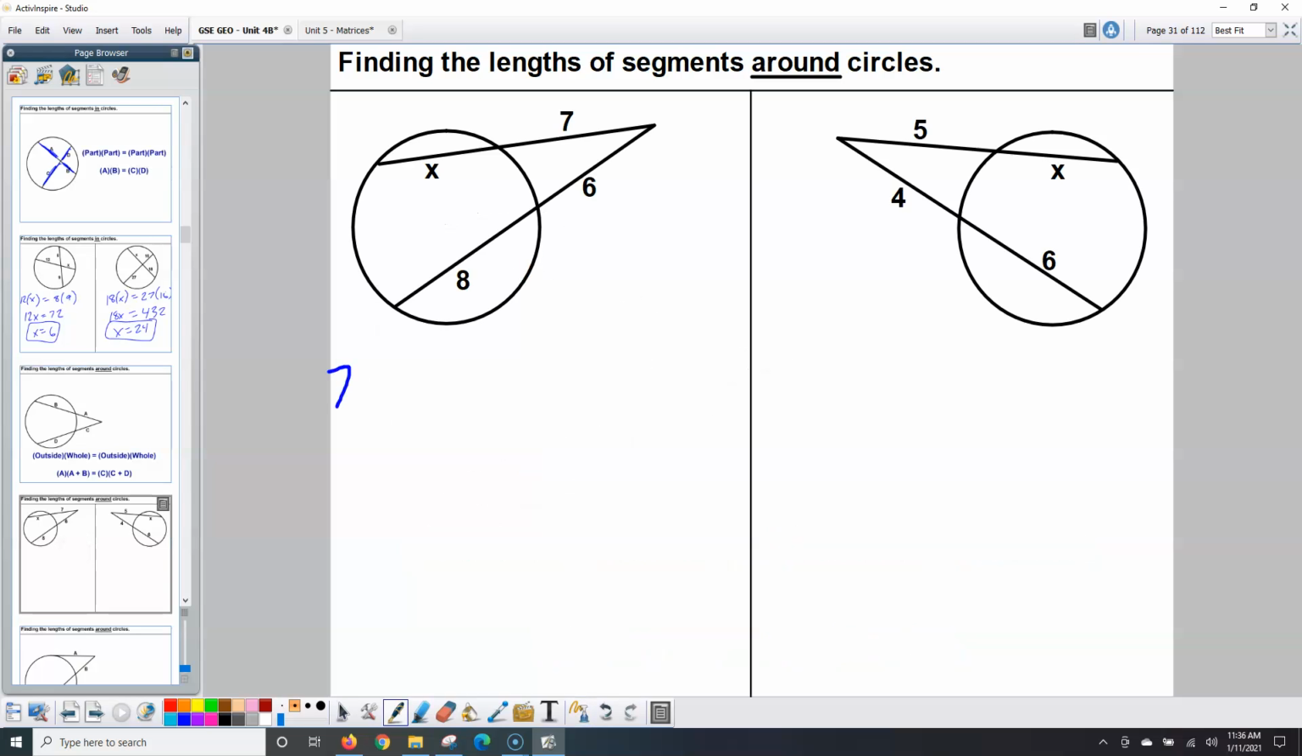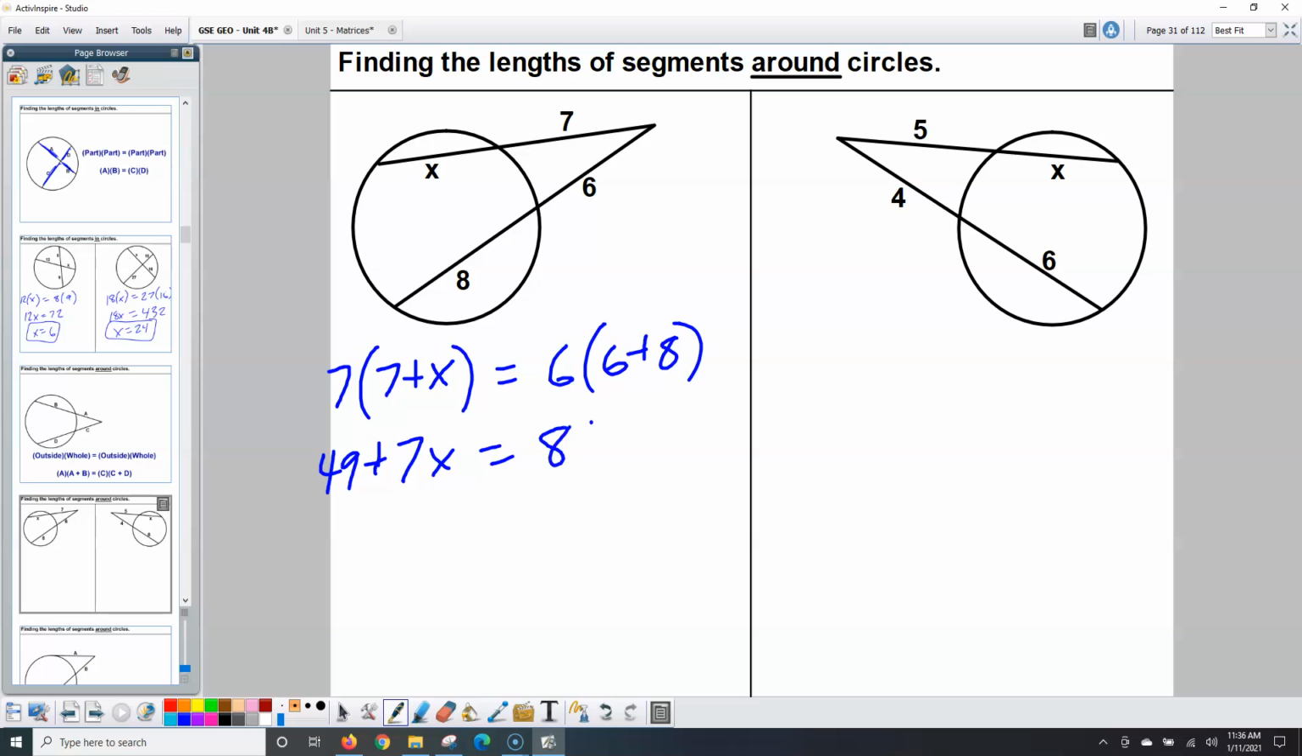I got the outside of 7 times the whole. Outside times whole equals outside times whole. Outside of 7, whole thing is 7 plus X. Outside of 6 times the whole is 6 plus 8. Distribute over here, you get 49 plus 7x equals, that's 14 times 6, maybe 84. And so all I did, I made that 14 right there. I added and then multiplied by 6. Subtract the 49 over, you get 35. Divide by 7, x equals 5.